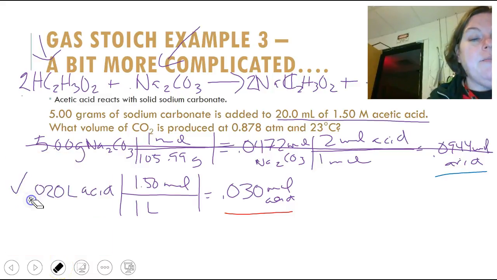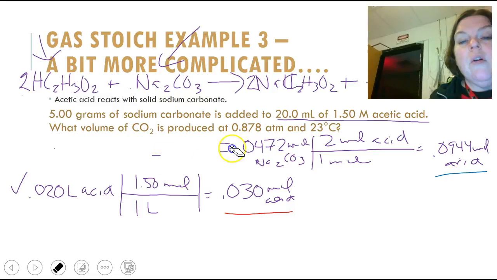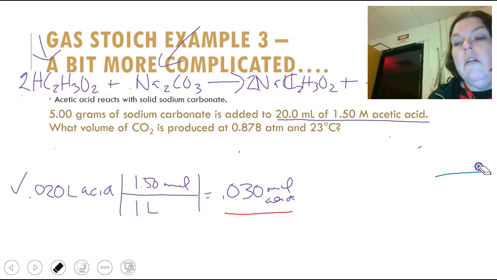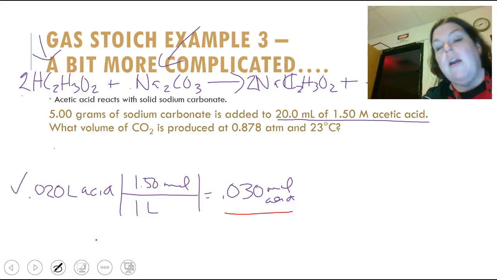So erase again. I'm going to erase this stuff. It was important because I had to figure out what was limiting, but now I know it's limiting, I can go from there. Because I'm starting with liters of a solution, I know my moles of acid that I have, so let's start right there.